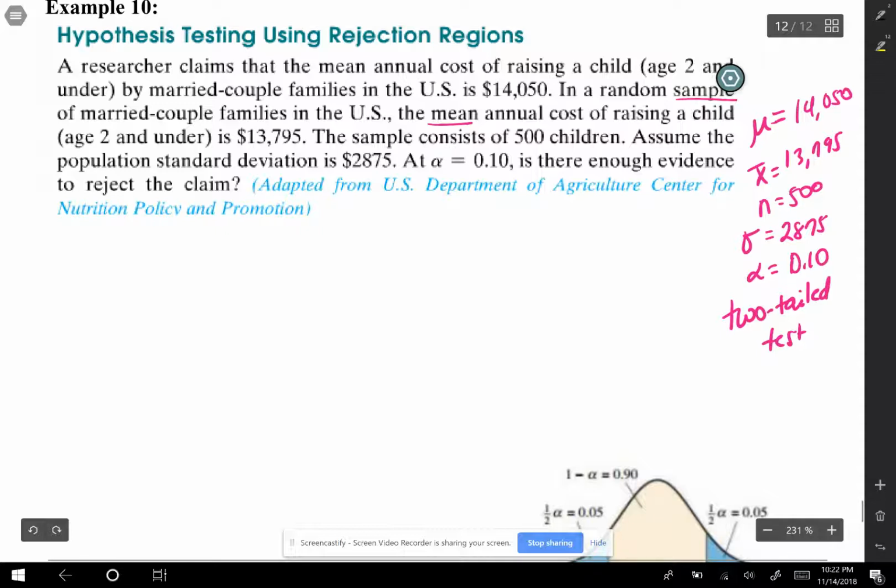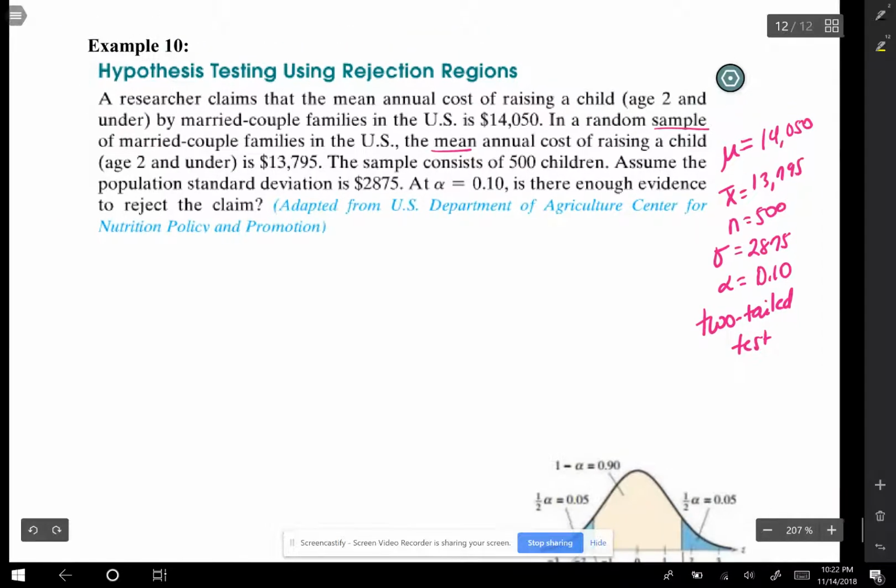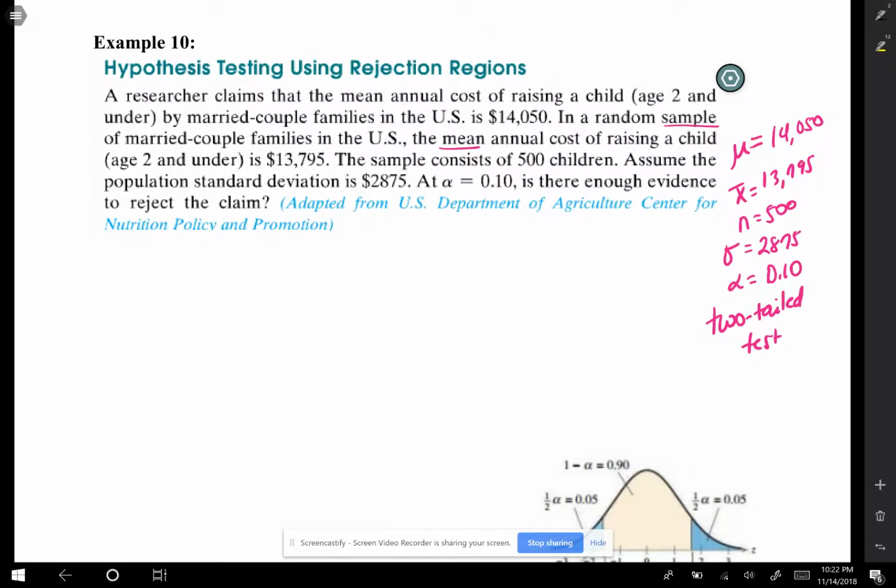So we have our two-tailed test. We have all of our information written here. All of our conditions are met because we know the population standard deviation. It was a random sample, and our sample size was definitely greater than or equal to 30. So our conditions are met to use the z-test.